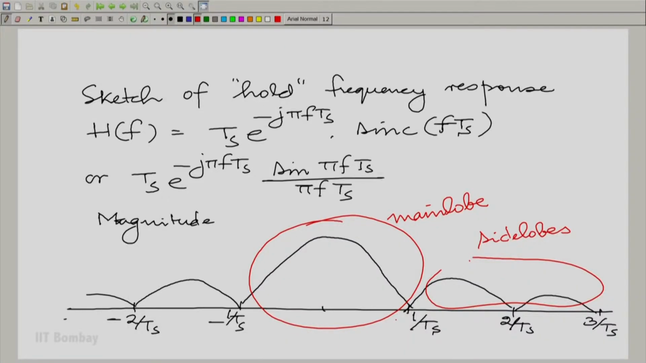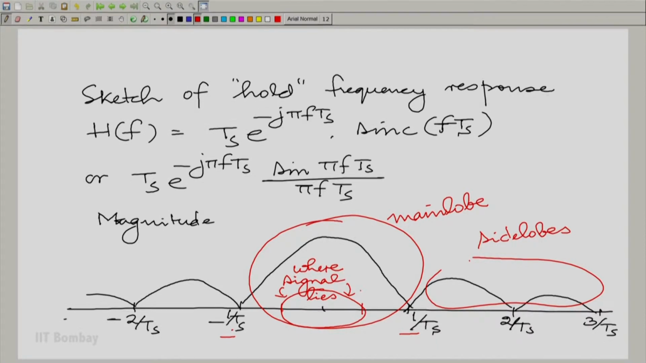Look at the drawing carefully. You see, the main lobe runs all the way from minus 1 by Ts to plus 1 by Ts. So, it is all the way up to the sampling frequency. However, your signal spectrum should not go beyond half. So, this is where your signal spectrum would lie, in this little region here that I have marked out in red.